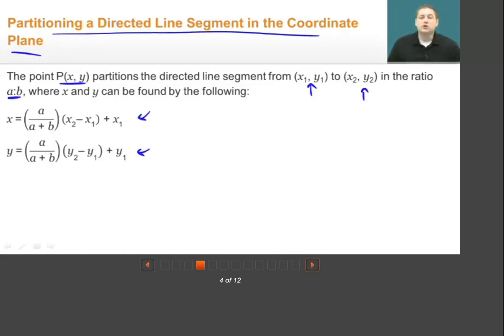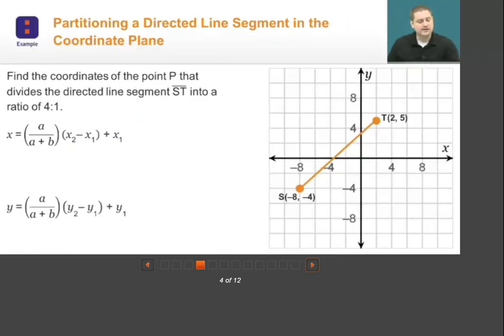Now the first formula you'll recognize because we just used that when we were only focused on the horizontal change. But now that we have a vertical component, we need the y. So you'll notice that the x2's changed to y2, and the x1's changed to y1's. That allows us to find both the x and the y coordinate. Let's use this in an example.